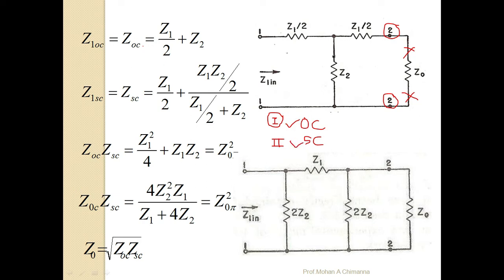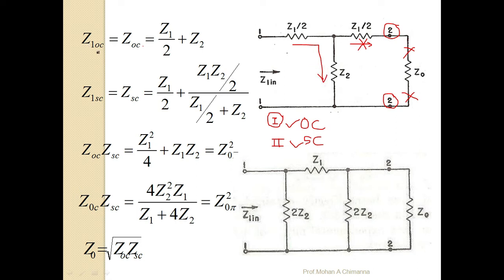So in the open circuited case, what happens is Z1 upon 2 is in series with Z2, because no current is flowing through this terminal, which means no current is flowing through the Z1 upon 2. That's why Z1 upon 2 is in series with Z2. This is the open circuited case.